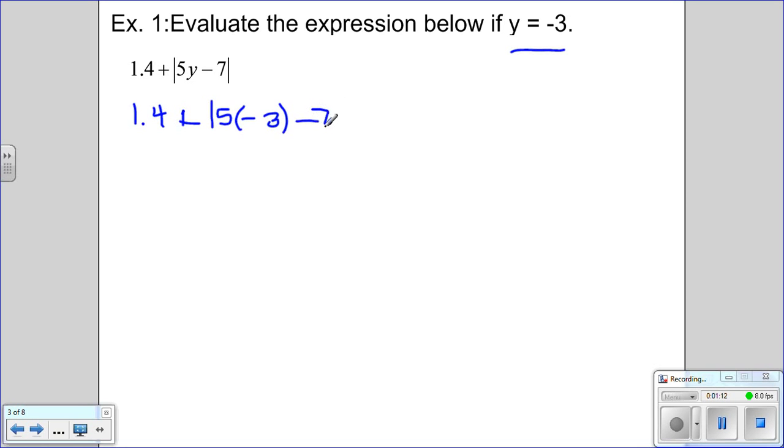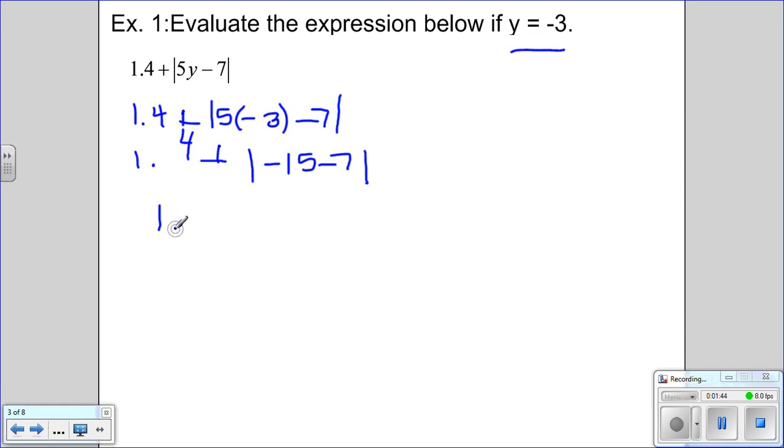minus 7. Now the absolute value bars, you have to think of them as a grouping symbol. So following the order of operations, I have to evaluate inside the absolute value bars first. So I'm going to leave this 1.4 hang out in front. And now inside the absolute value bars, I've got 5 times negative 3, that's negative 15, minus 7. Okay, and I'm still not done. Now I need to simplify negative 15 minus 7.